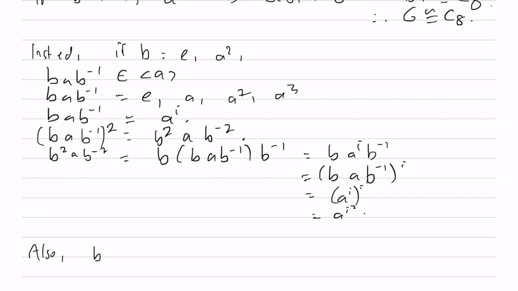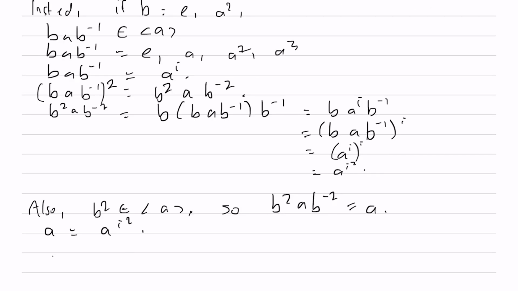Also, we remark that B squared is in this cyclic subgroup. It's a similar reason. So B squared A B to the minus 2 is going to be equal to A. So A equals A to the I squared. So I squared is going to be equal to 1 modulo 4. So I is plus or minus 1 modulo 4.